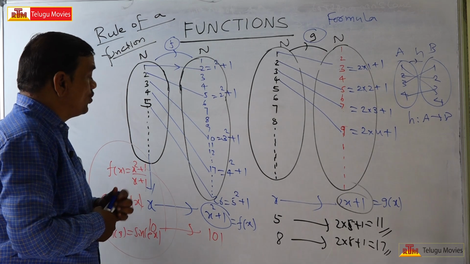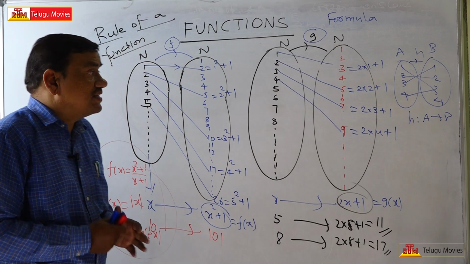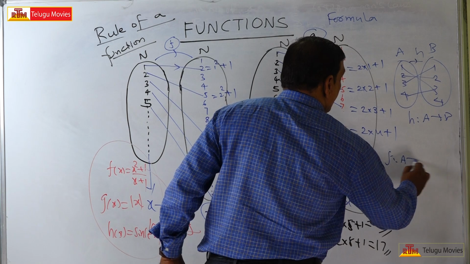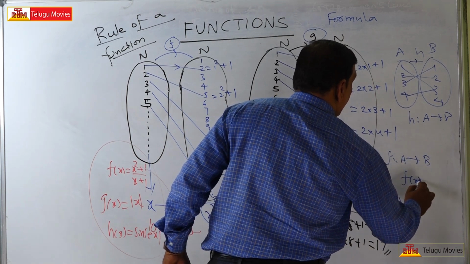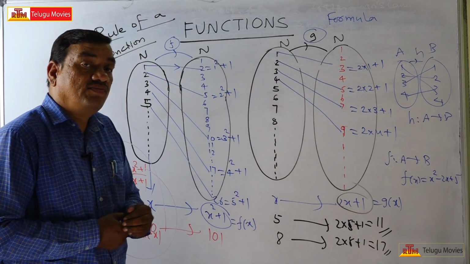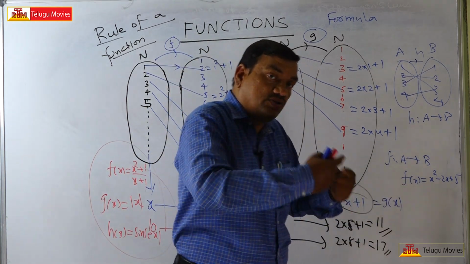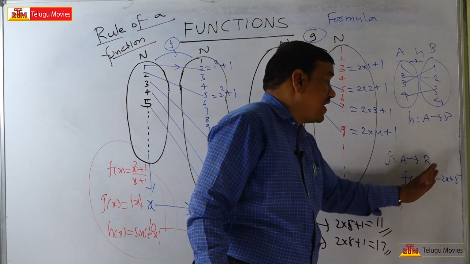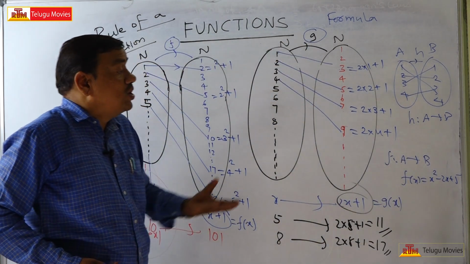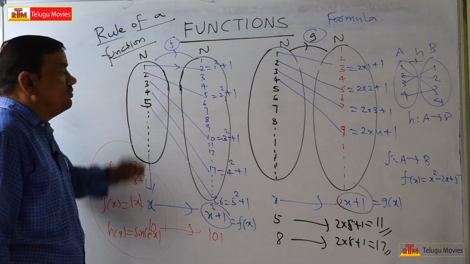If at all any rule is there, we will represent it. Whenever a problem says that f from A to B is defined as f of x is equal to x square minus 2x plus 5, what can you say from this? If your element is x, the formula is defined as x square minus 2x plus 5. This is a general formula, a general mechanism. From that, you can find the images of any element which belongs to the domain.